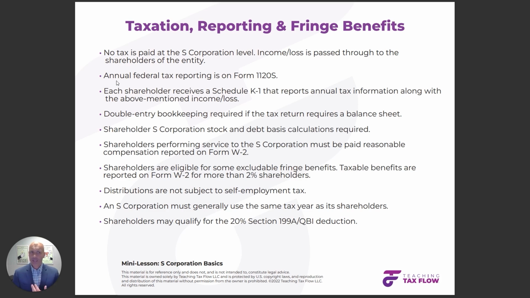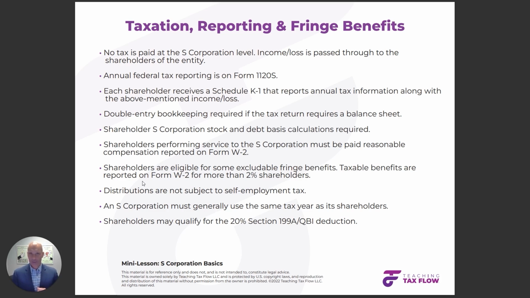The bookkeeping is more advanced. You do need double entry bookkeeping because the tax return requires a balance sheet. And any shareholder that's providing services to the company is required to be paid a reasonable compensation. Again, we have some additional content about reasonable compensation, and that gets paid on a W-2. If you're eligible for excludable fringe benefits, the taxable benefits are reported on that W-2. So an S Corp shareholder that's doing service for the business is going to receive a W-2 and a K-1. That's why we call it a hybrid entity, and those employee benefits will be reported on the W-2.